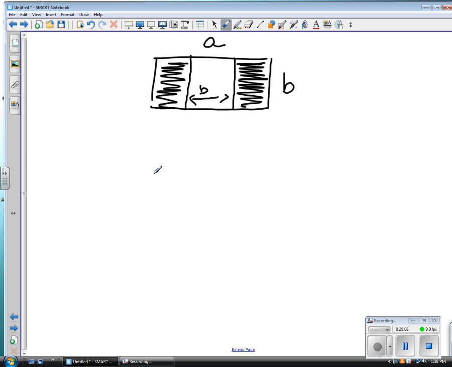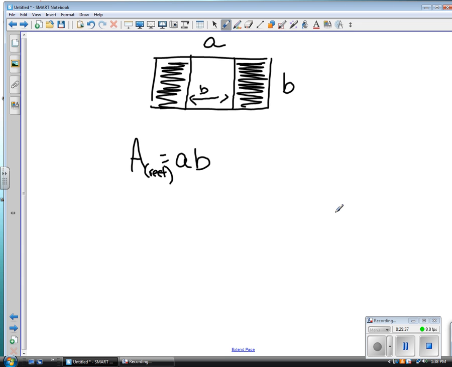What is the area of the big rectangle? 360. How do you find the area of a rectangle? Length times width. What is my length times width? A times B. So, do you agree? So the area of that rectangle is A times B. I can't do anything else because I don't know what A is and I don't know what B is. But that's the area of the big one, right?